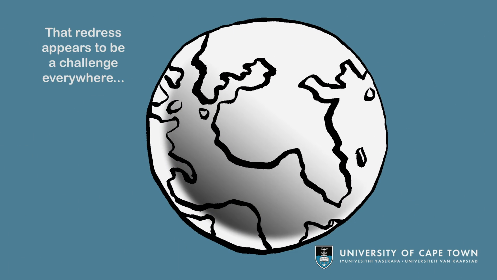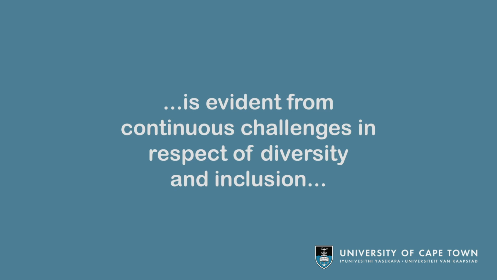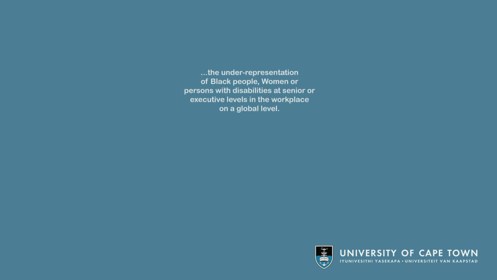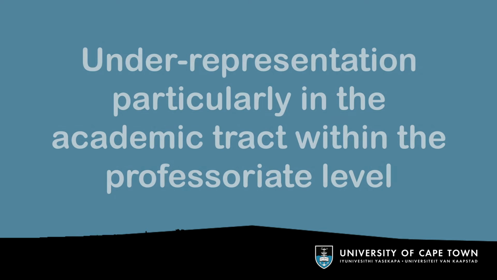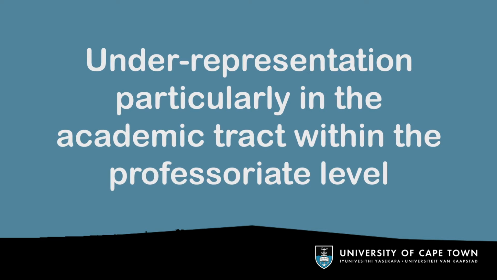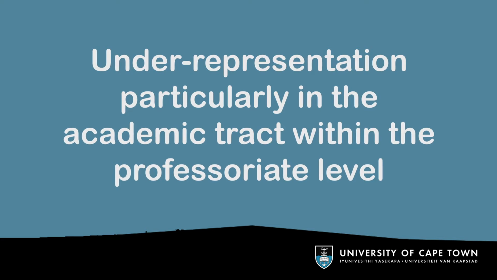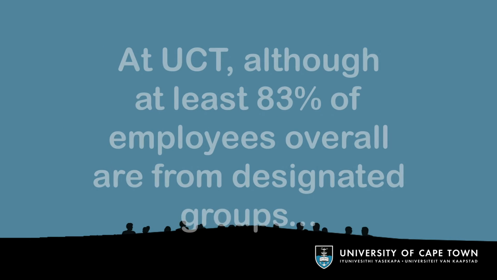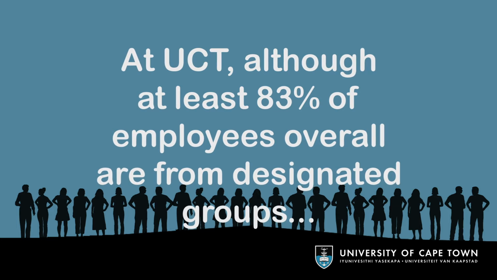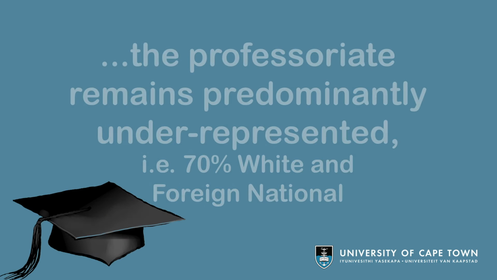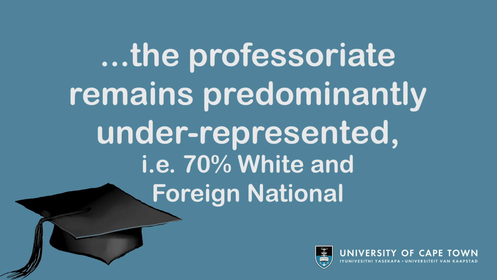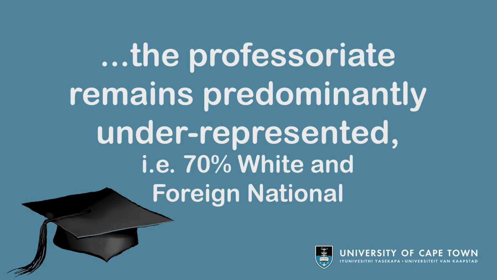That redress appears to be a challenge everywhere is evident from continuous challenges in respect of diversity and inclusion, evidenced in particular by the underrepresentation of Black people, women or persons with disabilities at senior or executive levels in the workplace on a global level. Closer to home, within the higher education sector in South Africa, there is a national challenge of underrepresentation, particularly in the academic track within the professoriate level. At UCT, although at least 83% of employees overall are from designated groups currently, the professoriate remains predominantly underrepresented. That is 70% white and foreign national.